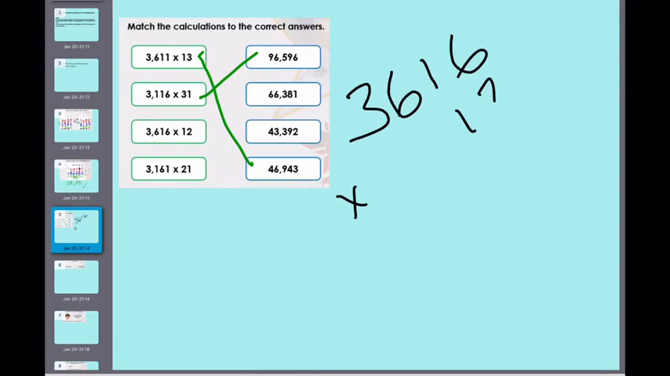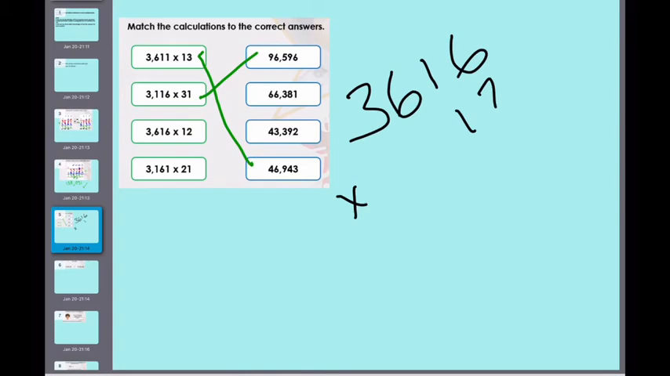So I'm going to put my placeholder in. 2 times 1 is 2, 2 times 6 is 12, carry 1, 2 times 1 is 2, add 1 more is 3, and 2 times 3 is 6. Add those together just to double check that we are correct.